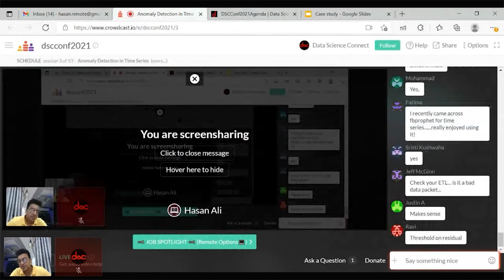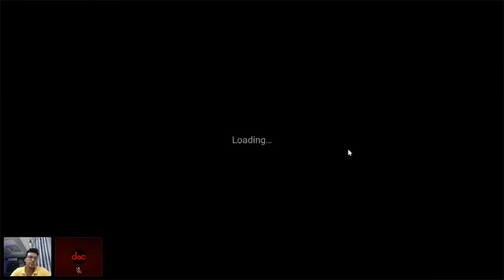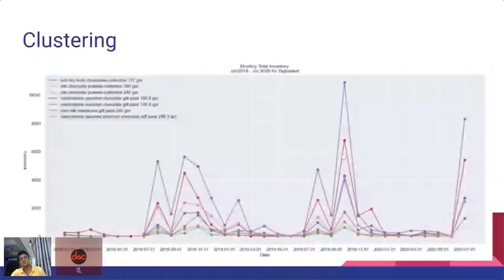I mean, yeah, you can try that threshold and residual. You can try that. Again, it totally depends on the data, and it is not a static technique for every data set.